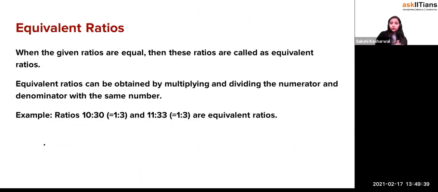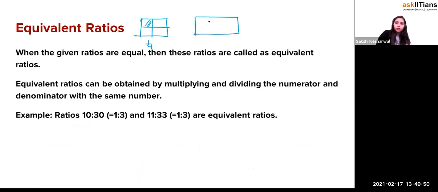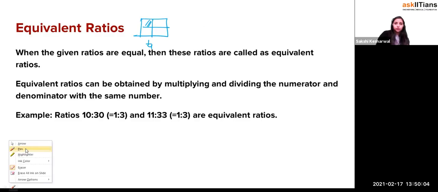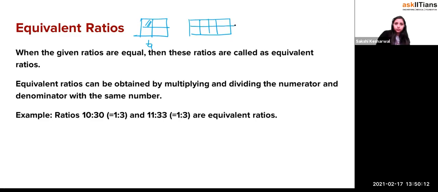Now let's go. What are equivalent ratios? Equivalent ratios are like equivalent fractions only, as we did for the fraction. You divide this into 4 parts and take one part, so this is 1 by 4. Now you divide this into 8 parts, and I take 2 of them. So this is equal to 2 by 8. Yes or no? The same thing I have divided, right?